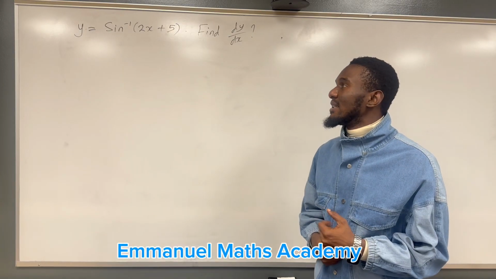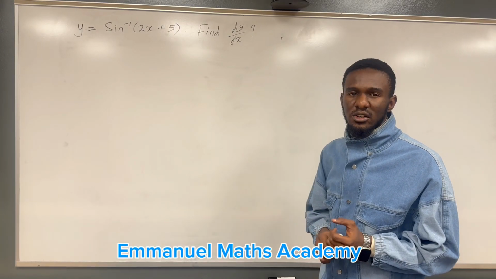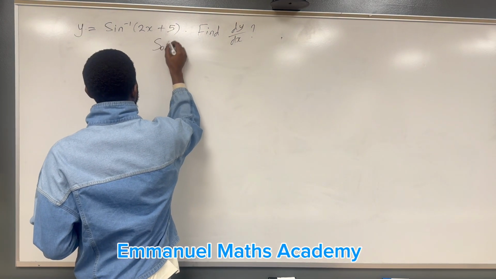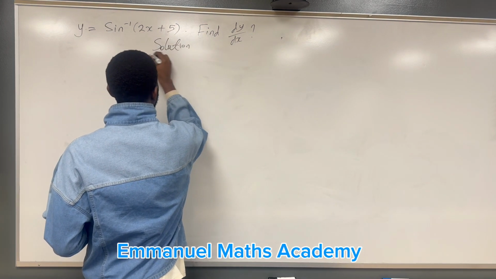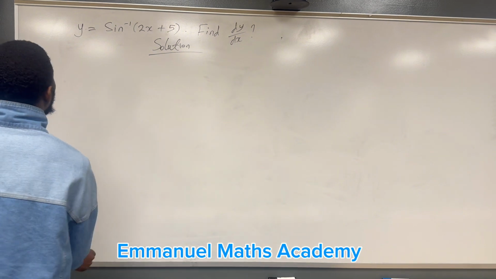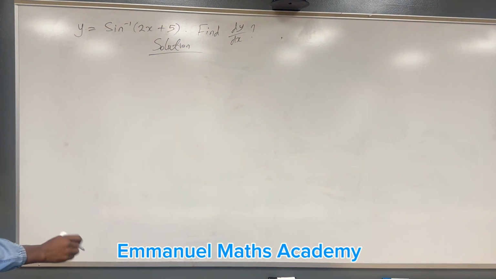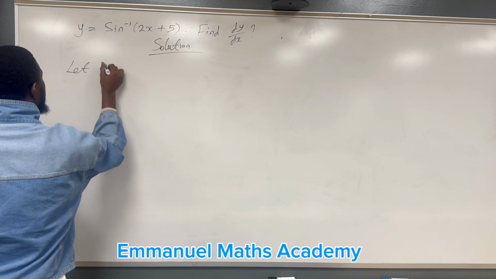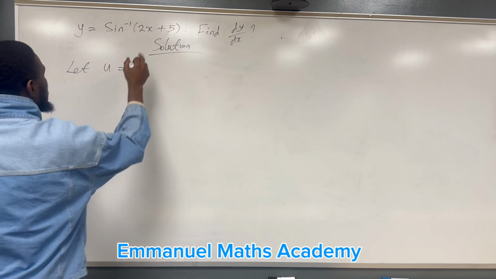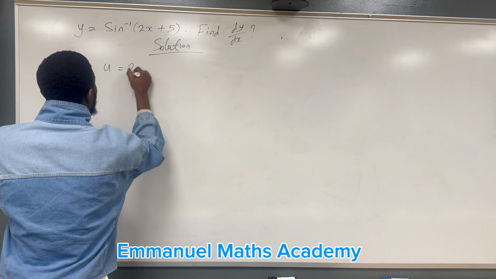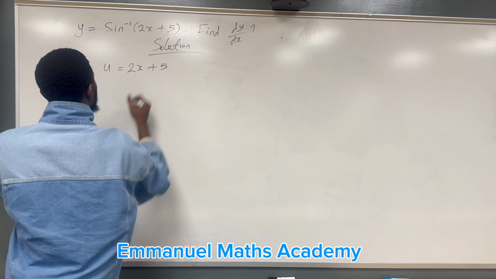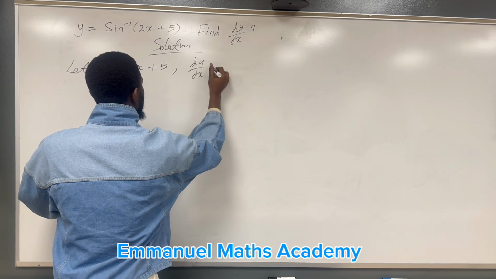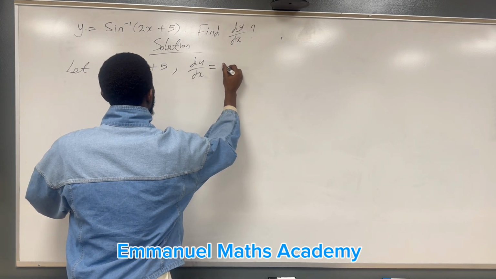Hello, so we want to find the derivative of this trigonometric function here. All right. Solution. So, using chain rule, let u be this, let u equal 2x plus 5. Hence, our du dx is equal to what? 2.